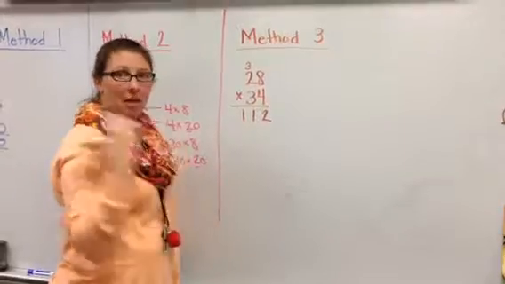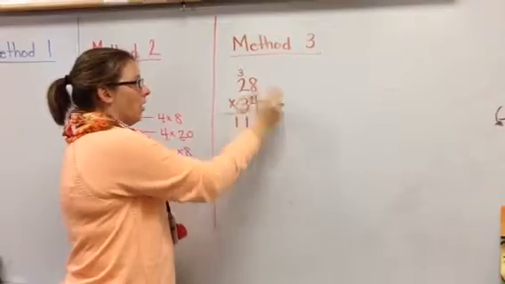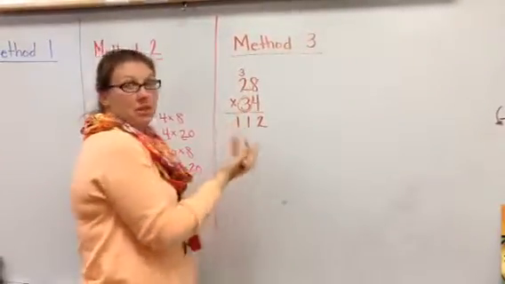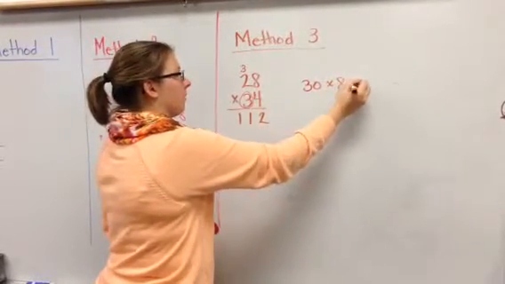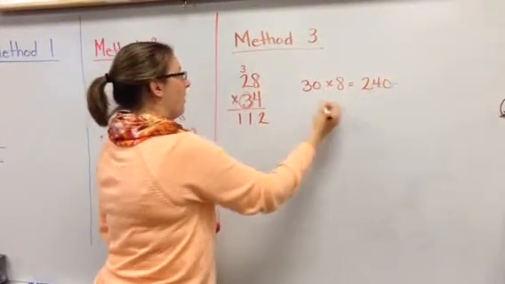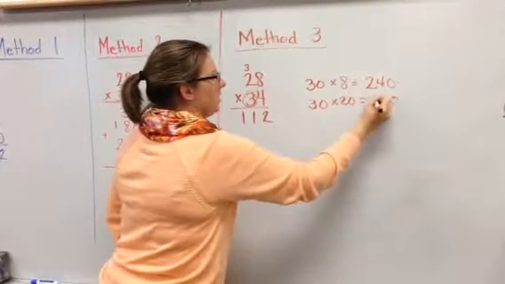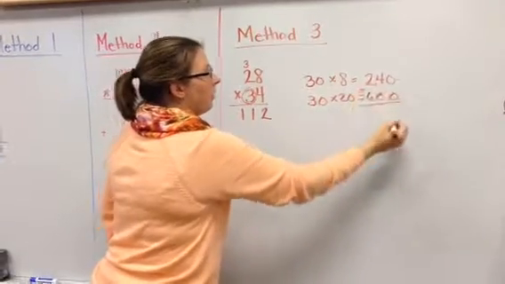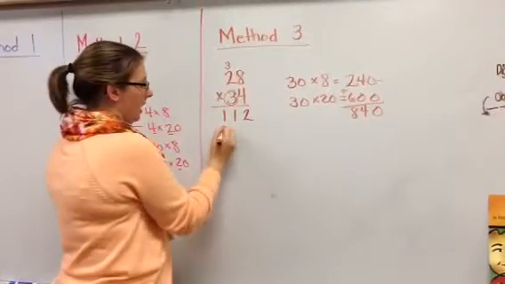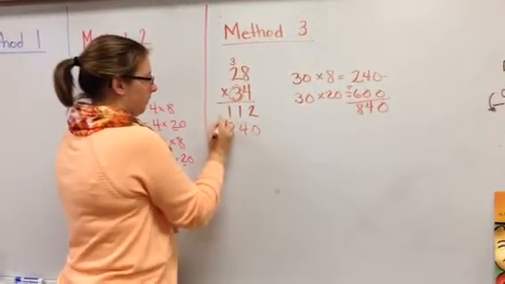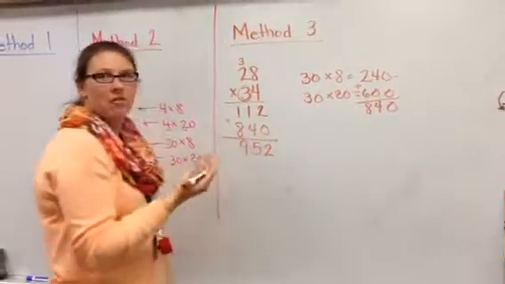Down here, they weren't ready for method 1's way of doing it. So then they started using the values for this number off to the side. And they said, okay, I have to remember this is a 30. So this is 30 times 8, which is 240. And this is 30 times 20, which is going to be 600. And then they would add those together, and get 840, which is their second line of work. And then they could add and get the same one. So it really combined the two.